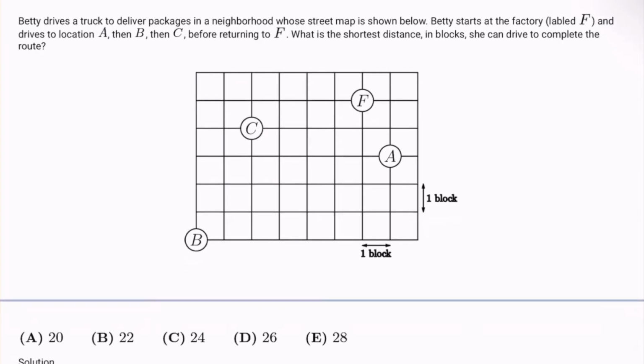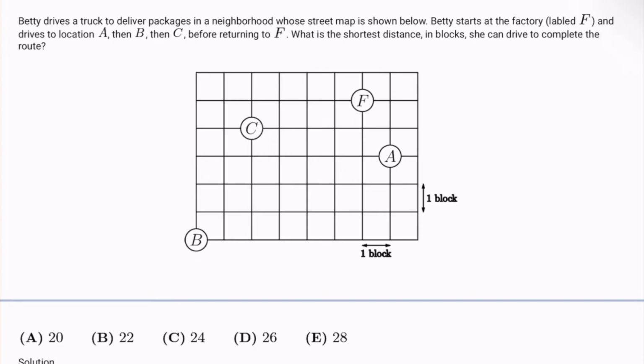Let's go on to the next problem. Betty drives a truck to deliver packages in a neighborhood whose street map is shown below. Betty starts at the factory labeled F and drives to location A, then B, then C, then returning to F. What is the shortest distance in blocks she can drive to complete the route?